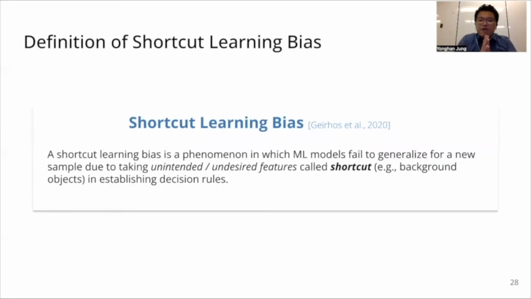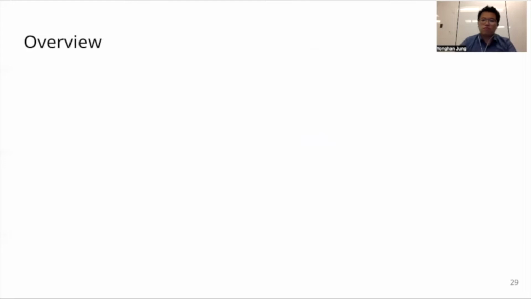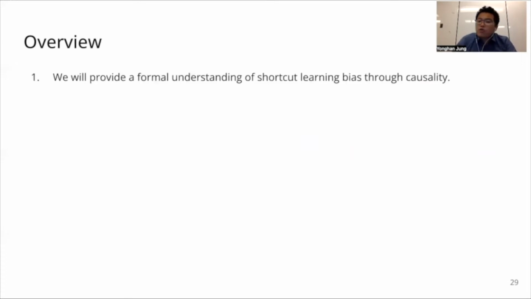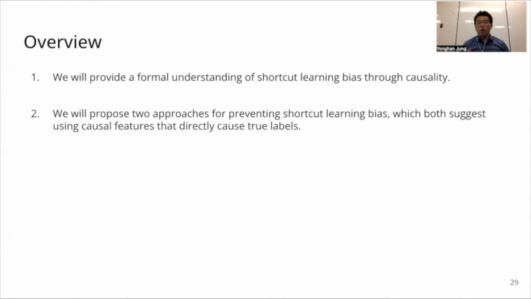So this gives a definition of shortcut learning bias. Shortcut learning bias is a phenomenon where the machine learning model fails to generalize to a new set of samples because of an unintended, undesired feature called a shortcut in establishing the decision rule. So in this part, we will study the shortcut learning bias problem. Specifically, we will provide a formal understanding of shortcut learning bias through causality. And we will propose two approaches for preventing shortcut learning bias, which both suggest that causal features should be used for constructing the machine learning model.